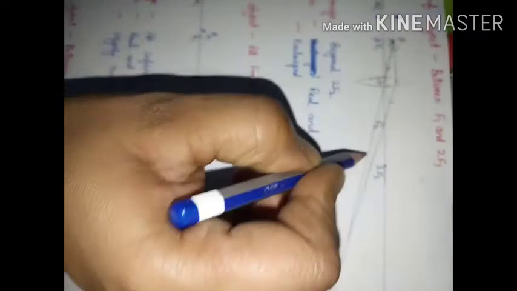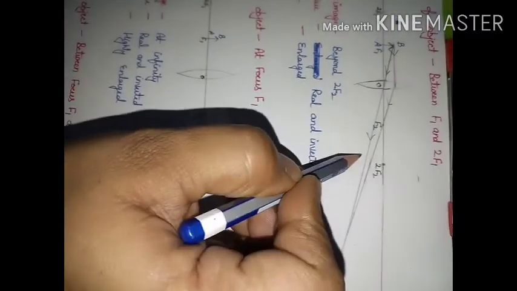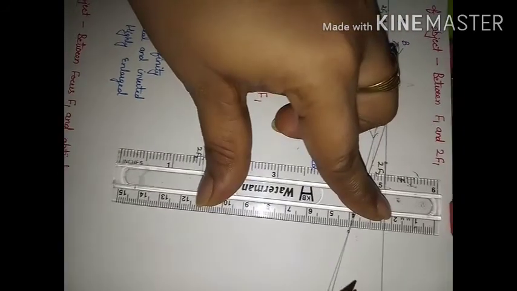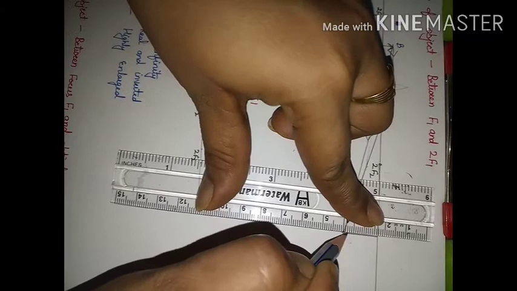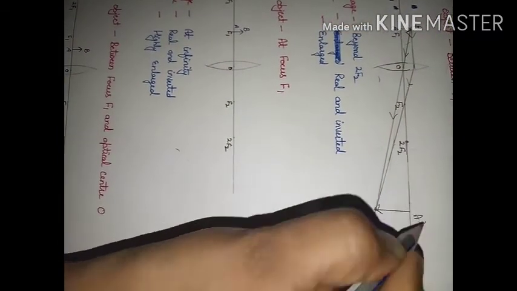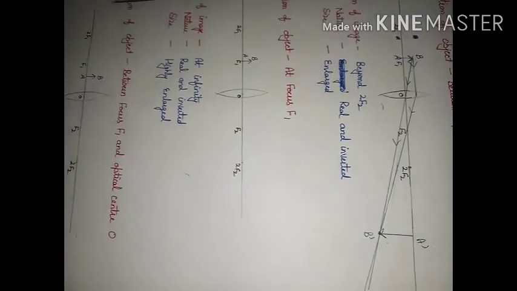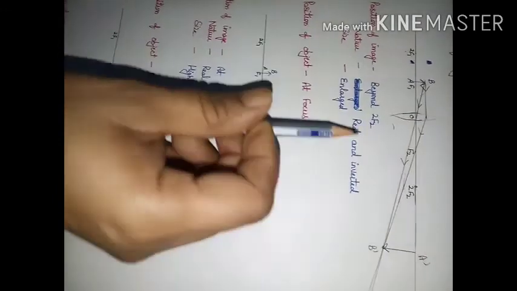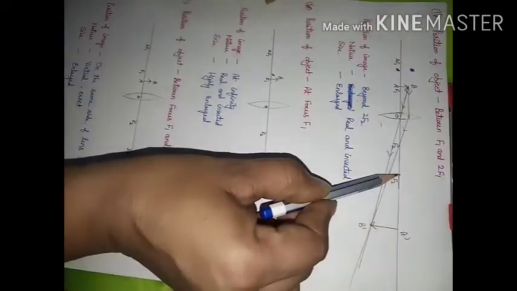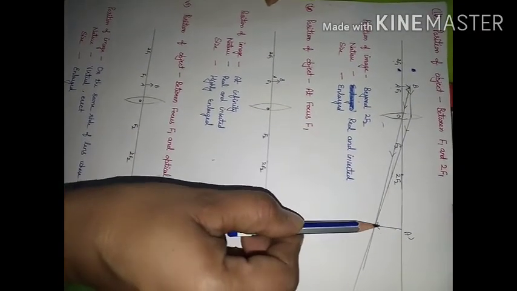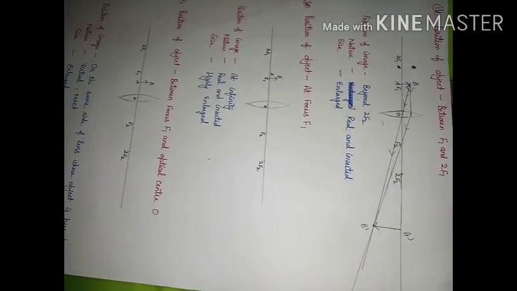So another ray of light will go undeviated. This ray and this ray are going to meet at this point. So we will get the image at this point. This is A dash, this will be B dash. So you can see when the object is between F1 and 2F1, the position of the image is going to be beyond 2F2. It is real and inverted, and the size of this image will be larger than the size of the object.